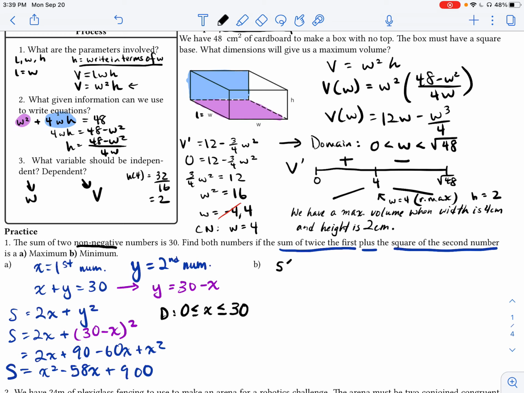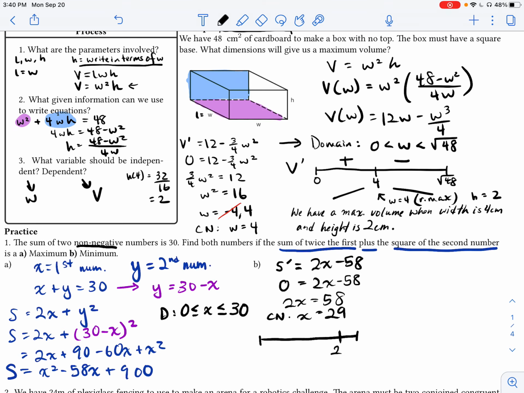Now let's go ahead and find the derivative. So s prime, the derivative of our sum function, is going to be 2x minus 58. We're going to set this equal to 0. 2x then is equal to 58. x is equal to 29. That's our critical number. But we don't know it's an extrema until we actually see if there's a sign change. So I'm going to put my number line here. And in fact, let me make this somewhat more accurate. We know the lowest number is 0. The largest possible number is 30.